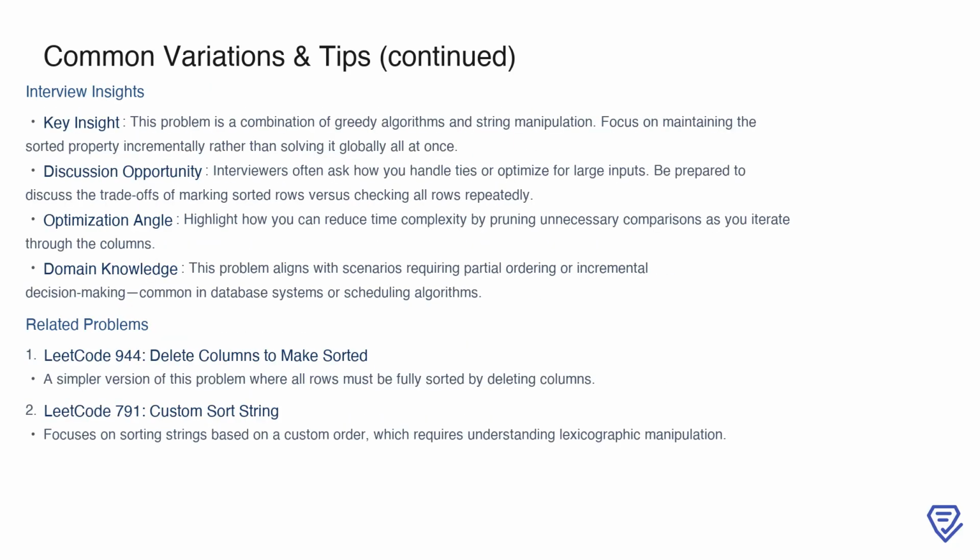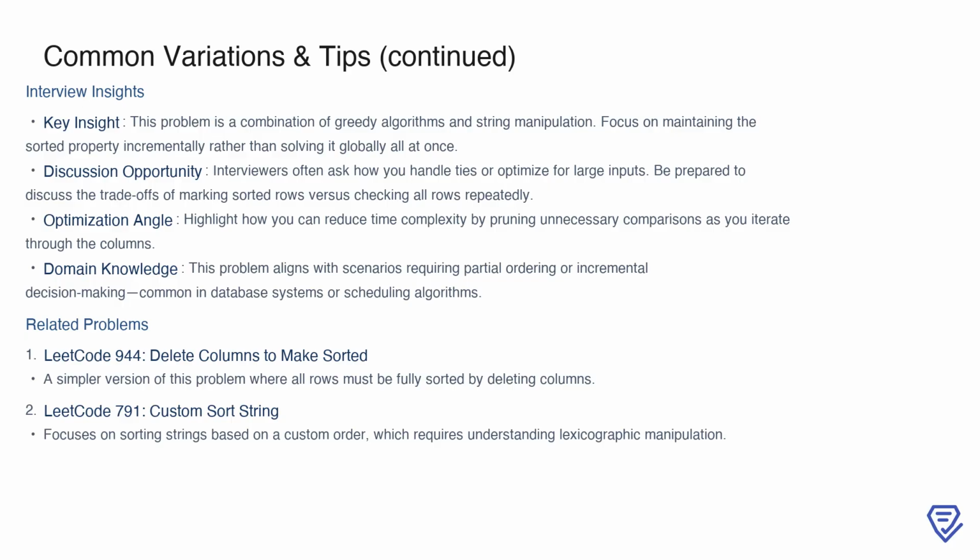This problem is a great example of how greedy algorithms and string manipulation can work together. The key insight is to focus on maintaining the sorted property incrementally rather than solving it globally in one step. Interviewers often use this problem to discuss how you'd handle ties or optimize your solution for large datasets. Be prepared to explain the trade-offs between marking rows as sorted versus checking all rows repeatedly.